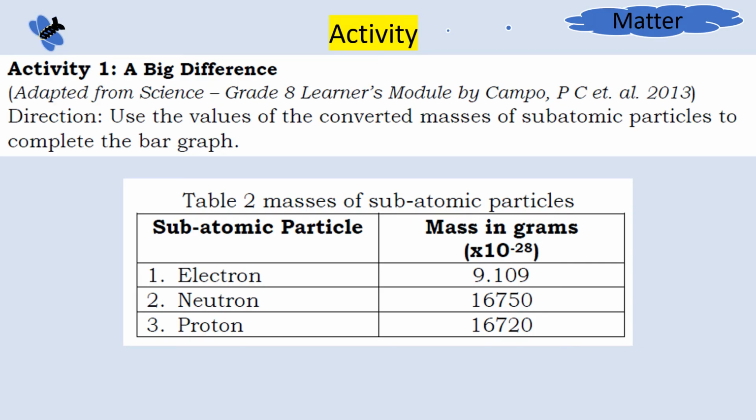For enrichment, let's perform the activity. Activity 1 is entitled A Big Difference. This activity was adapted from the Grade 8 Learner's Module by Campo. The direction is to use the values of the converted masses of subatomic particles to complete the bar graph. The given is Table 2, the masses of the subatomic particles.